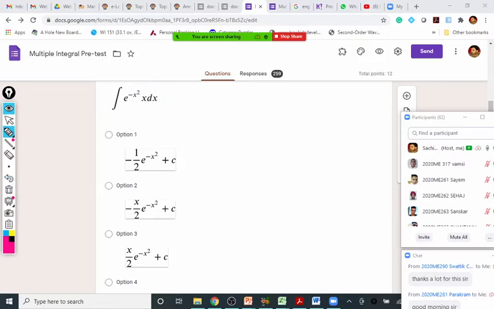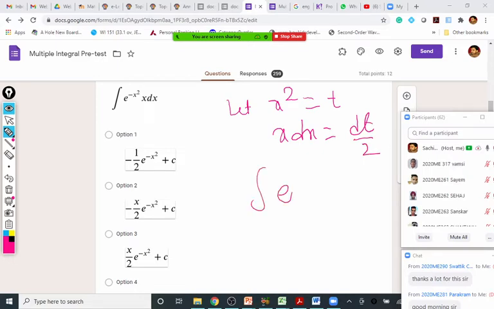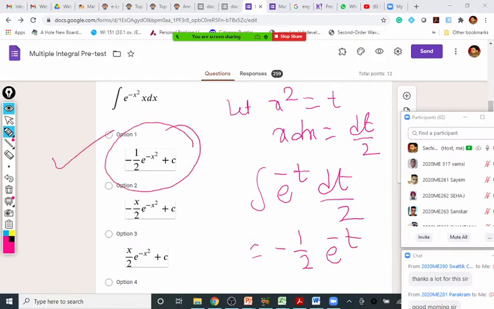So if you go with x square equal to t, you will get x dx equal to dt by 2, and the integral will become e raised to minus t dt by 2. So this is the better substitution. No by parts, nothing is required. Otherwise, it becomes complicated. So minus 1 by 2 e raised to minus t is the answer. We resubstitute the value of t, and we get option 1 as the answer again.